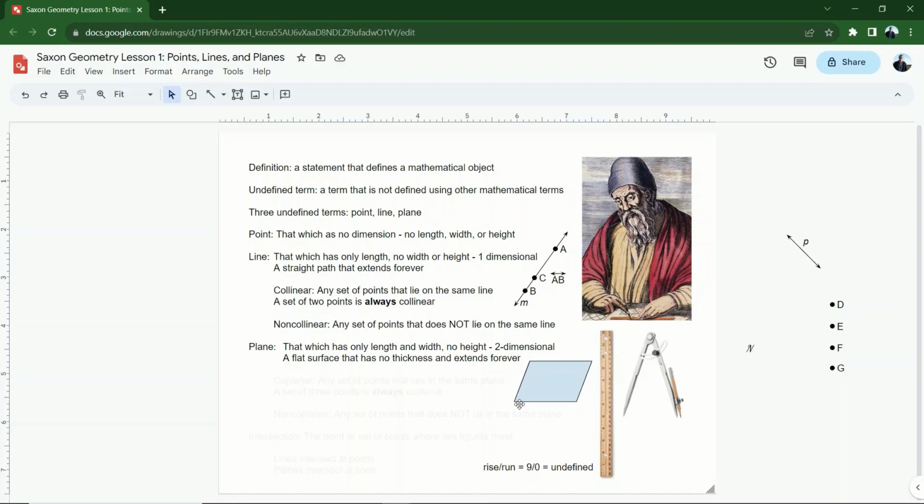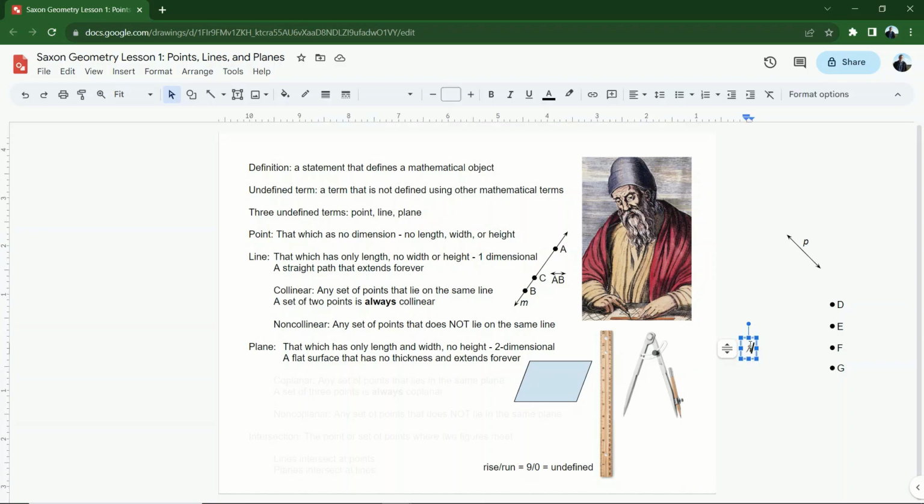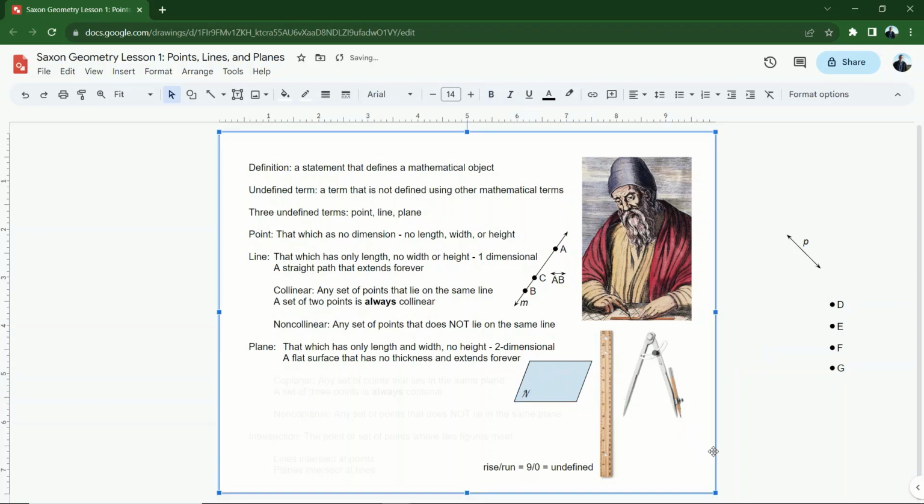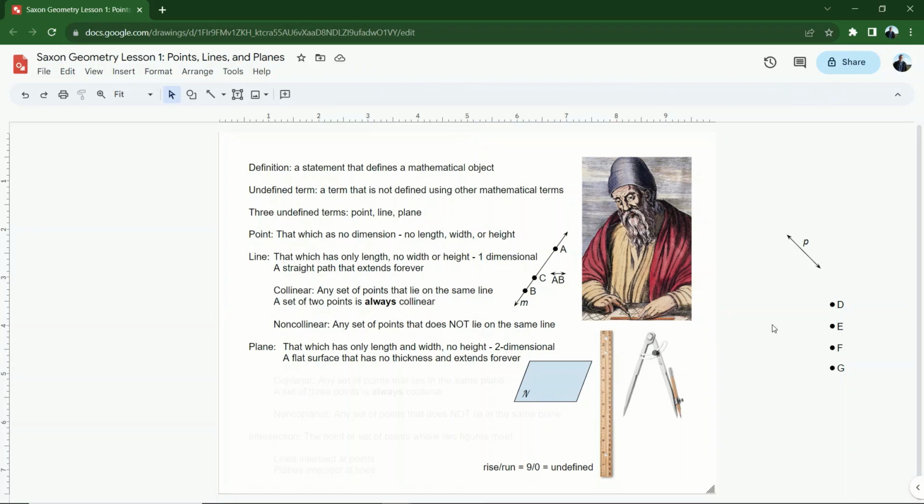You know, one of those dimensions doesn't exist. To name a plane, we usually use an uppercase, italicized, or script letter. In this case, I have a script N, so we would say that this is plane N. The other way to name a plane is to identify points that are on the plane. So let's say I have point D, point E, and then point F that are on the plane together.